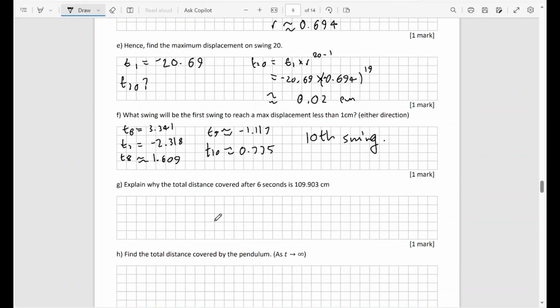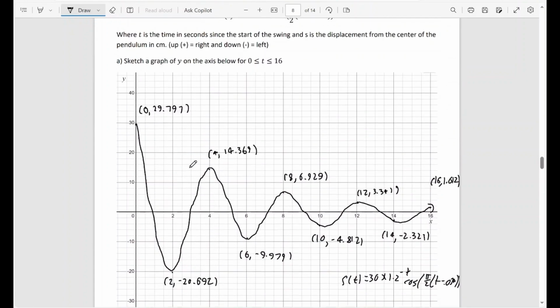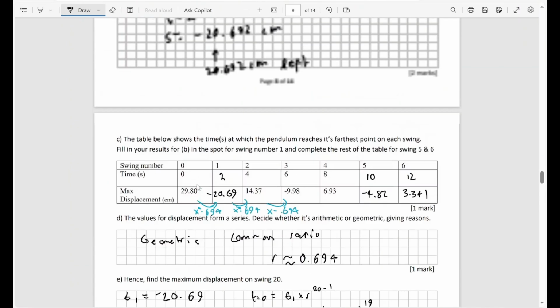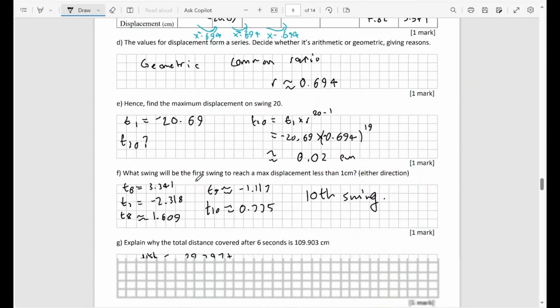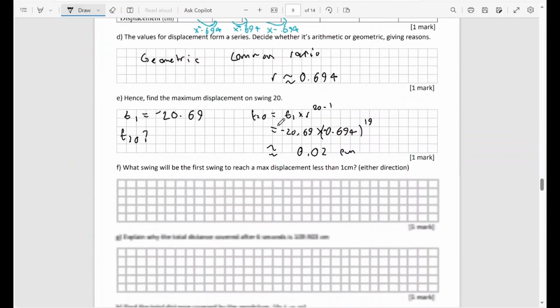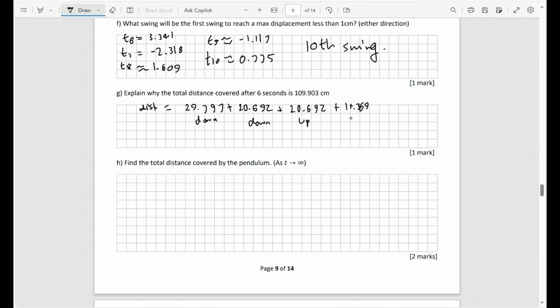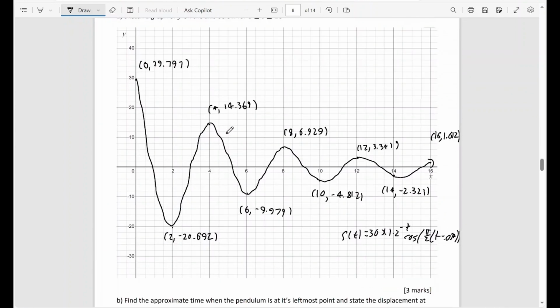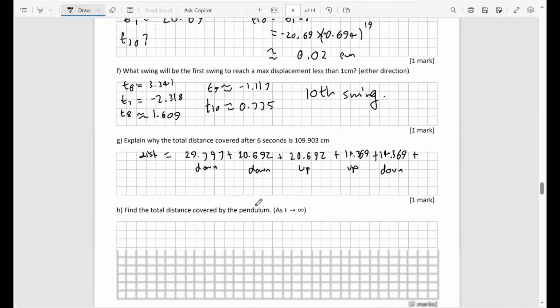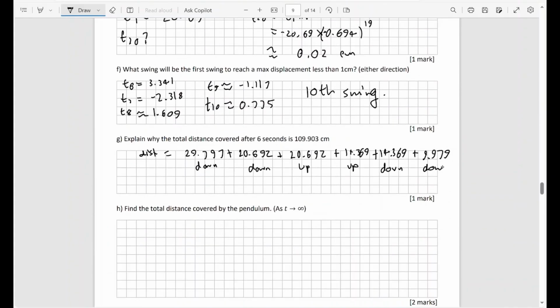Explain why the total distance is that. You've really got to look at your swings. So it's going to be the 29.797, plus all the way down to 20.692, plus another 20.692 coming back up. Then you've got plus 14.369, which is up, just covered after 6 seconds. What do we hit? 6, yep. Plus 14.369, which is down. Plus that next height, which goes down to 9.979, which is going further down.